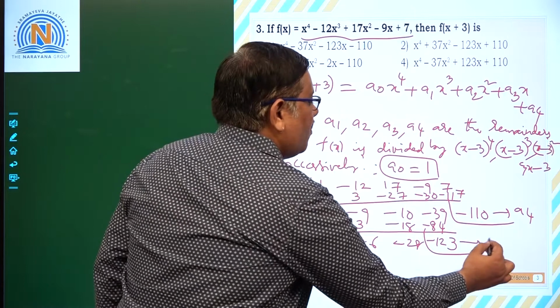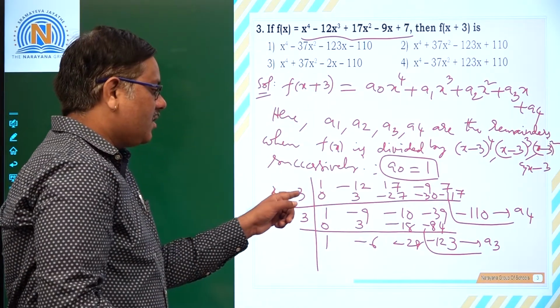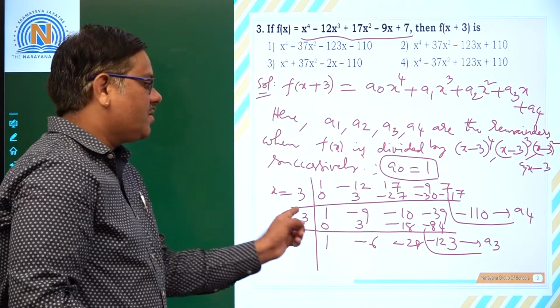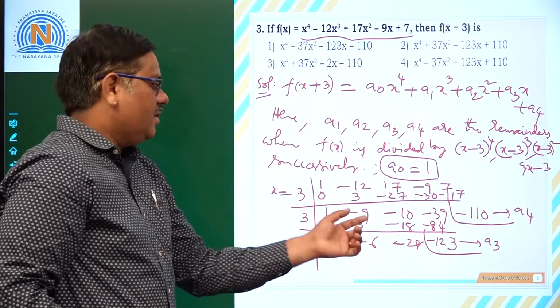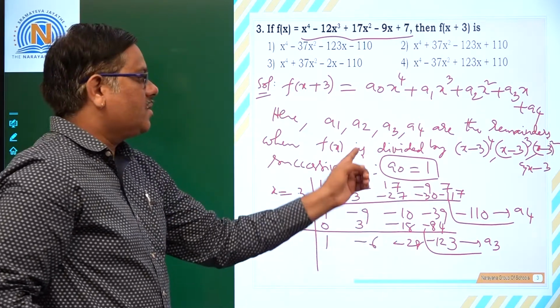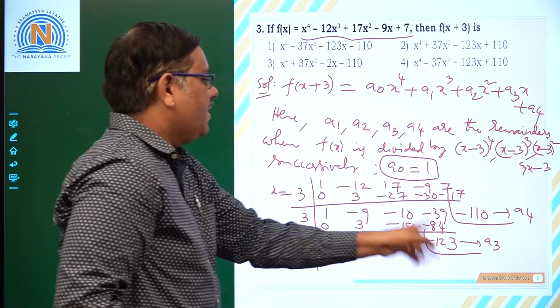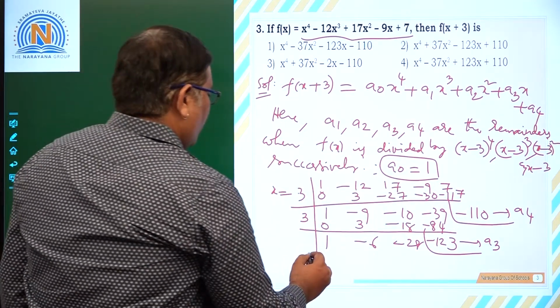Of course, this is the value of A3, because we are dividing this polynomial by x minus 3 whole square. So the remainder is now A3 for us. Similarly, you do one more process.